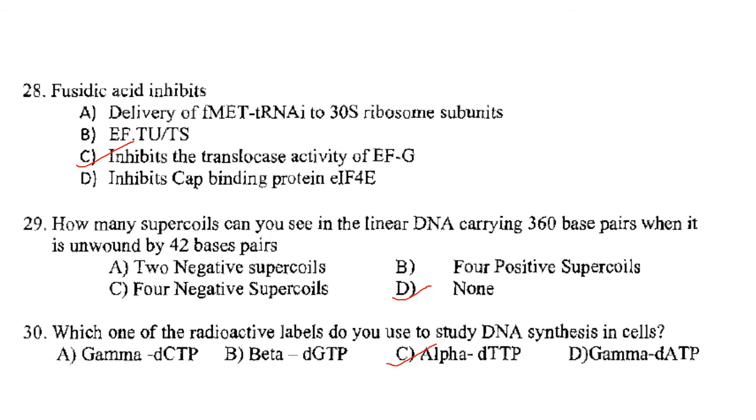Then how many supercoils can you see in the linear DNA carrying 360 base pair when it is unwound by 42 base pairs? You will see none because it is a linear DNA and it is not supercoiled. So answer is option D. Next one. Which one of the radioactive labels do you use to study DNA synthesis in cells? So you will naturally go for the alpha dTTP. Alpha phosphate group will be radioactively labeled in DNA synthesis studies. So answer will be alpha dTTP.